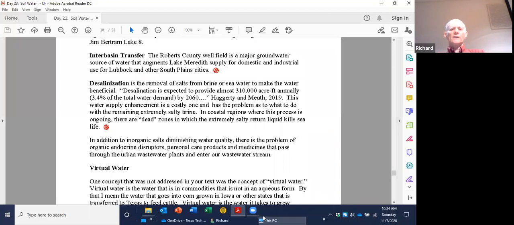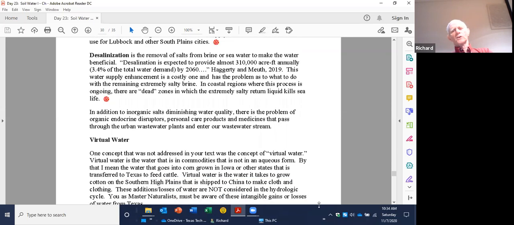In addition to inorganic salts that diminish water quality, there's a problem of organic endocrine disruptors, personal care products, and medicines that pass through urban wastewater plants and enter the system. One of the big things that people are starting to look at is if you take chemotherapy, you don't use all of those chemicals. And so you excrete them, they go into the water treatment plant. They're not set up to take out those medicines from the water.